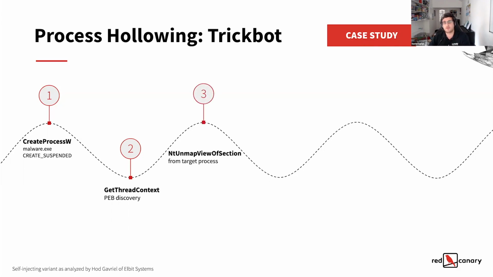The third step, in terms of the hollowing, once they have the base address, they pass it to NtUnmapViewOfSection. They unmap the entire section that is pointed to by that base address, such that the entire lot is currently unmapped and is hollowed out.